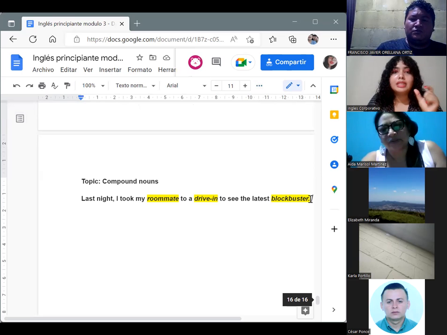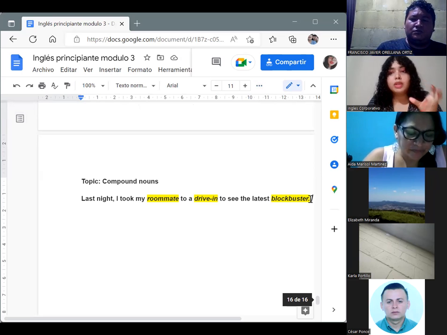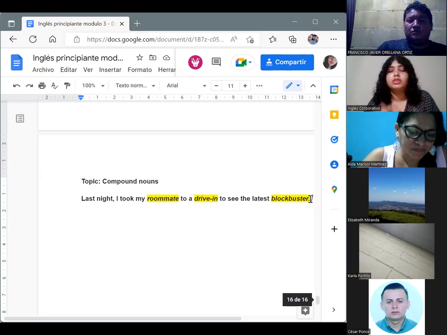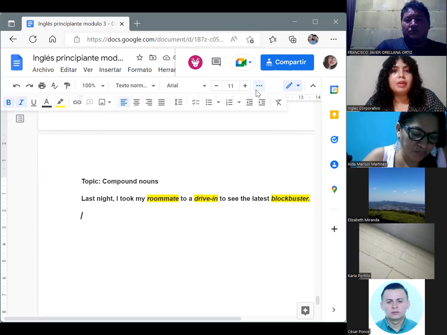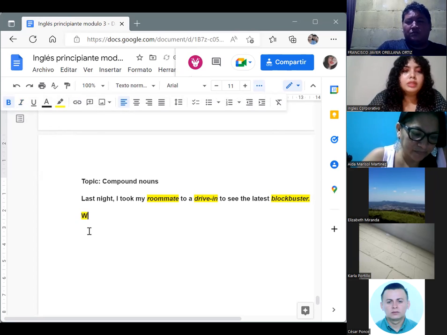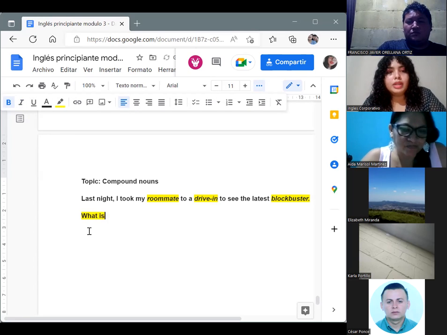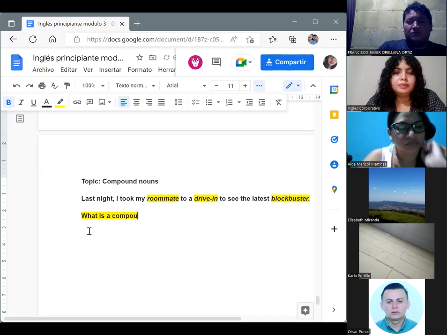And we are going to see why they are different and how to create this kind of words, because we need some elements to create these compound nouns. So the first thing, what is a compound noun? La primera pregunta y lo que necesitamos saber, ¿qué es o qué son estas palabras? What is a compound noun?